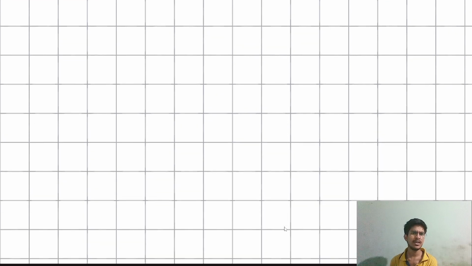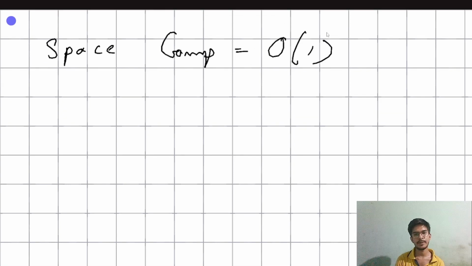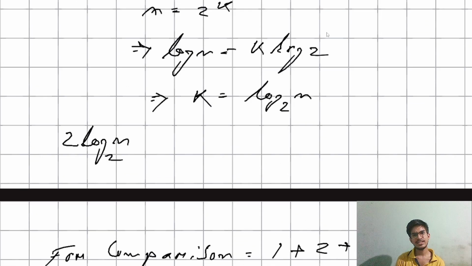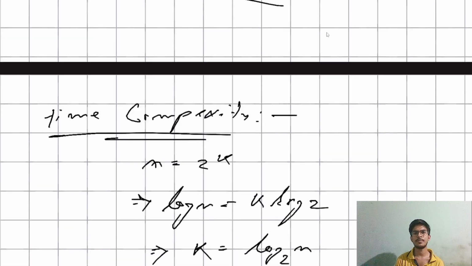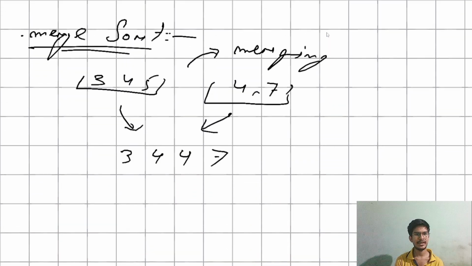Now the space complexity is the same, we're not using any auxiliary space. That's why space complexity will be constant, big O of 1. Okay, space complexity will be big O of 1. So that's the time and space complexity of merge sort, and that is the explanation of merge sort. I hope you understand it.